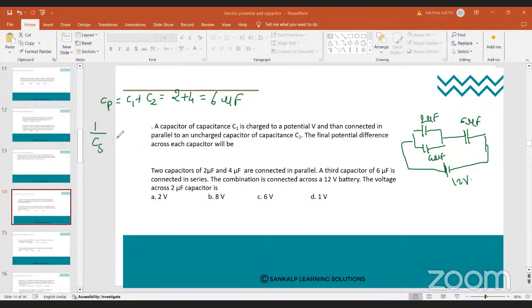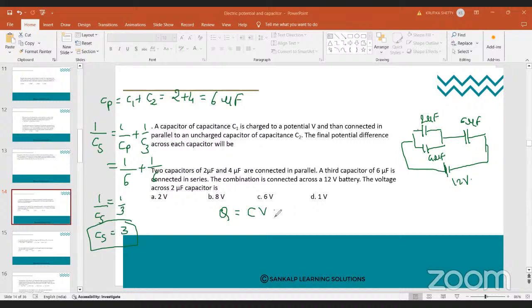That is 1 by CS is equal to 1 upon CP plus 1 upon C3, which is equal to 1 upon 6 plus 1 upon 6. So that is 1 by 3, so 1 upon CS is 1 by 3. Then CS is equal to 3. The next one, the total charge Q is equal to C into V, which is equal to 3 into 12, which is equal to 36 microcoulomb.